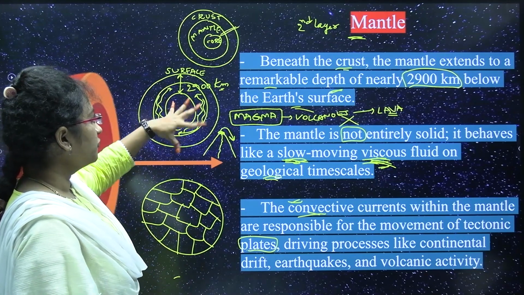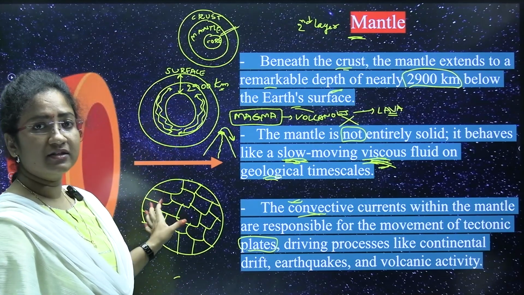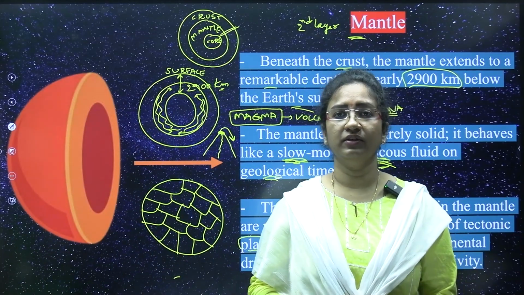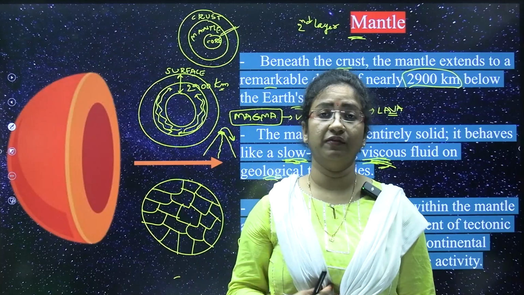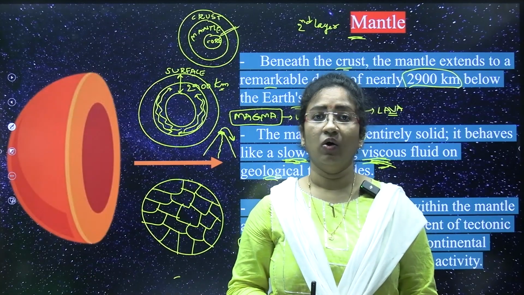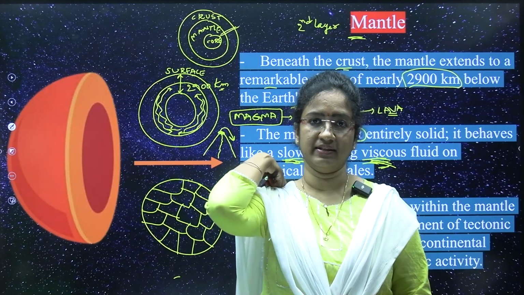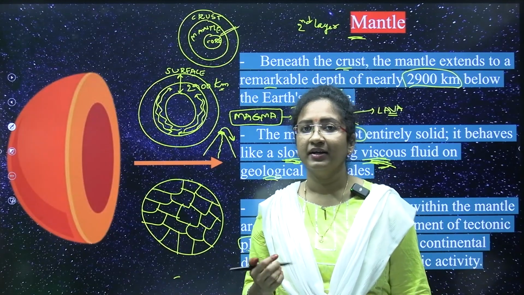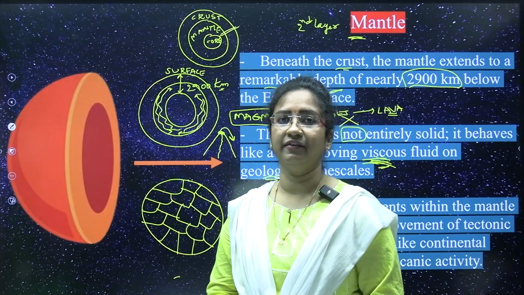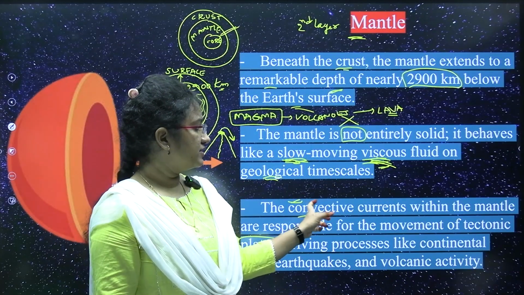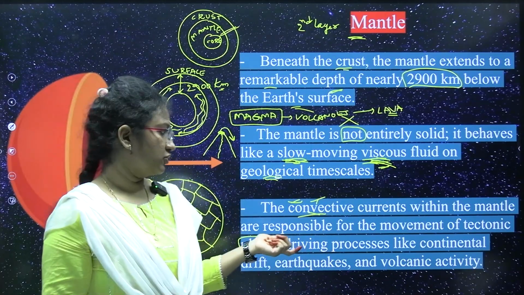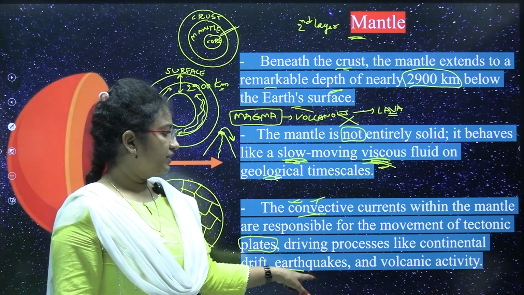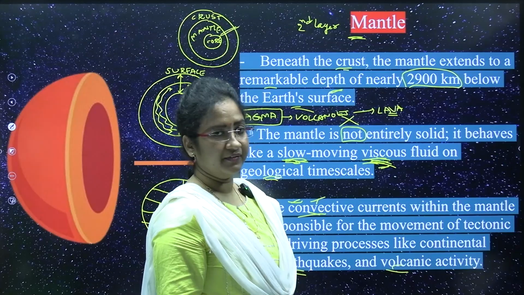Because of the movement of these convective currents, it also leads to the movement of the tectonic plates that we see, right? As we know, the tectonic plates are always on the move. So one factor behind this movement is our convective currents, which are present in the mantle layer, that is, in the second layer of the earth. This leads to the movement of the tectonic plates, right? And also it drives processes like continental drift, earthquakes, and volcanic activity.